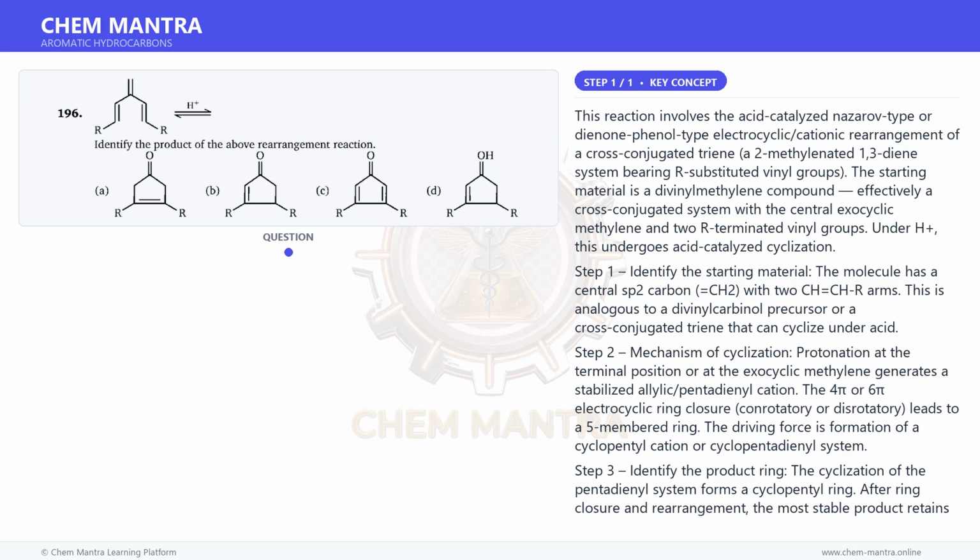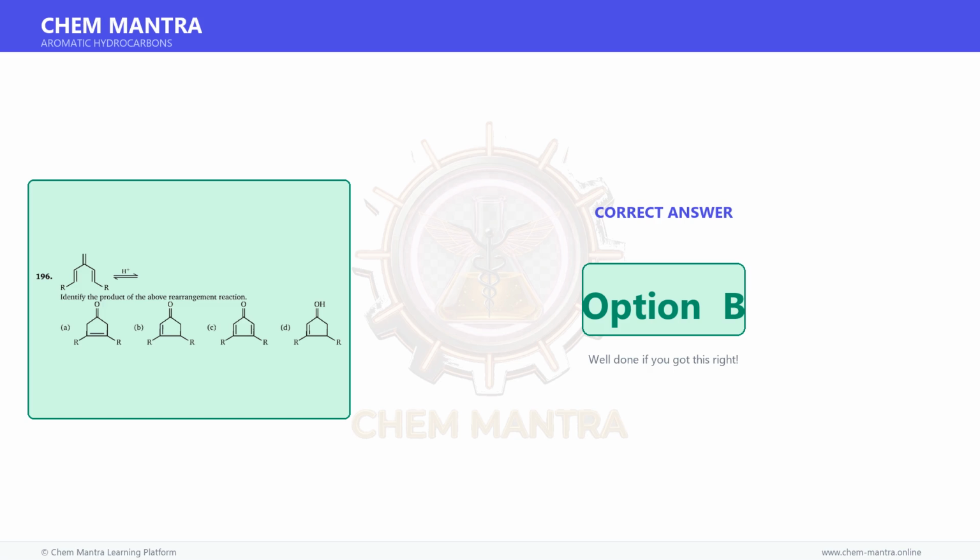Step 5. Conclusion. The acid-catalyzed rearrangement gives the thermodynamically stable conjugated cyclopentenone with R groups at C4 and C5, corresponding to option B. Therefore, the correct answer is B. Therefore, the correct answer is option B.